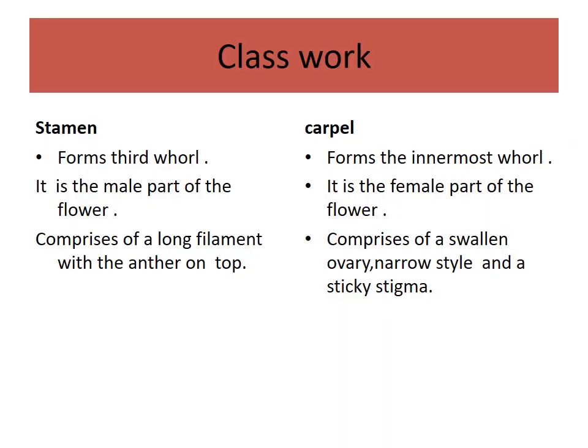All of you take your class note, write fast. The difference is stamen and carpel. Stamen forms the third whorl. It is the male part of the flower, and carpel forms the innermost whorl. It is the female part of the flower. The stamen has a long filament with the anther on top, and the carpel has the ovary, narrow style, and the sticky stigma.